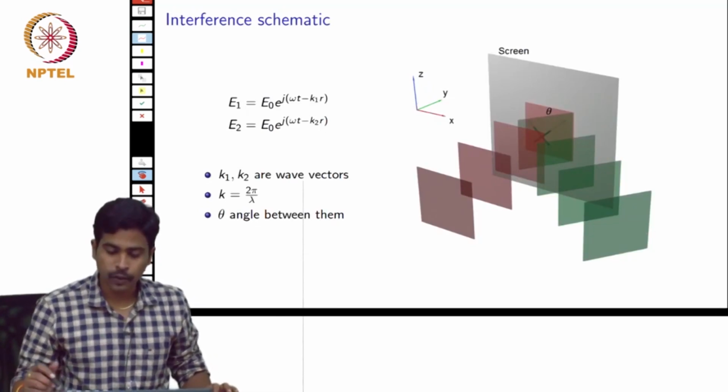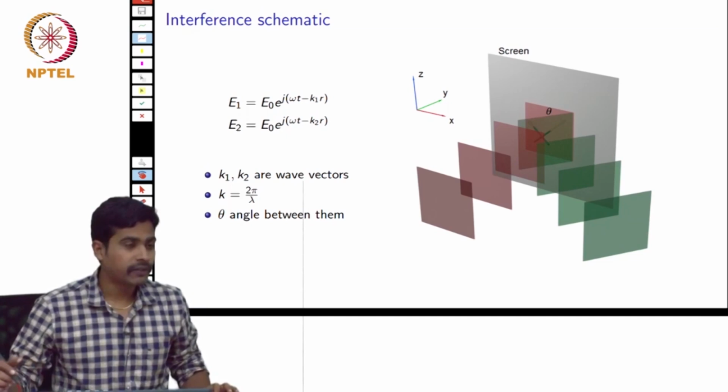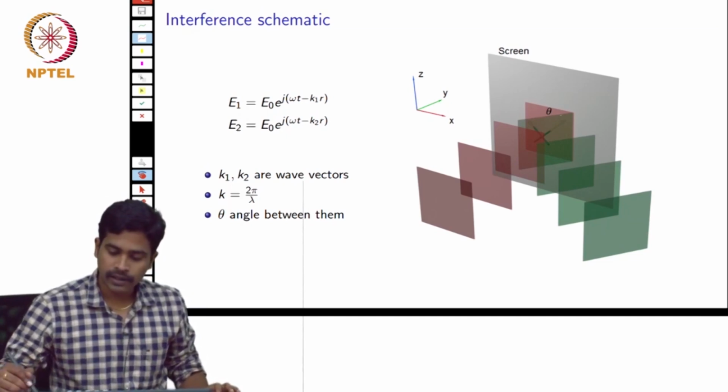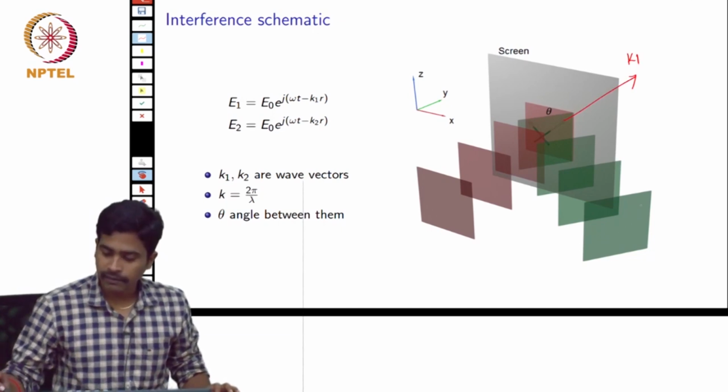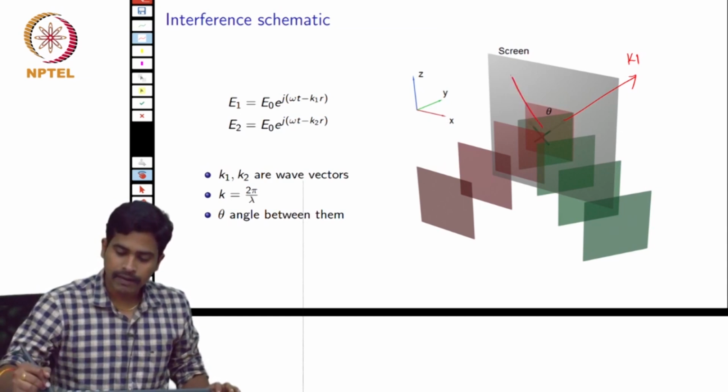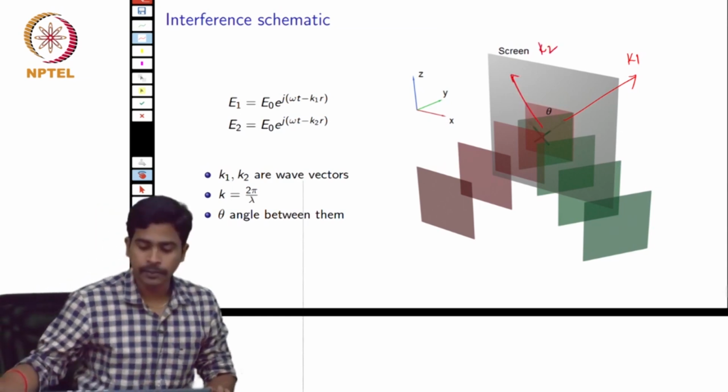In this figure there are two plane waves travelling in two different directions. The red one is travelling in this direction and its wave vector is given by k1, and the other plane wave, shown in green, is travelling in this direction and its wave vector is given by k2.